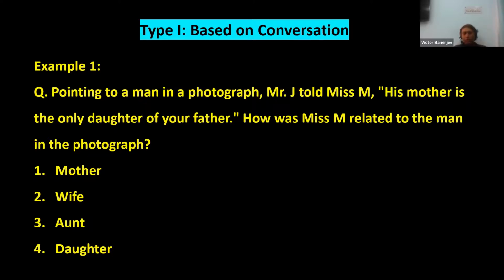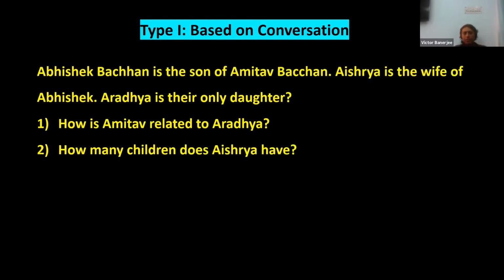But before I go ahead with this question, the basics that we require is, first of all, forget that last question. Now look at this question. Abhishek Bachchan is the son of Amitabh Bachchan. Aishwarya is the wife of Abhishek. Aradhya is their only daughter. Now we have two questions. How is Amitabh related to Aradhya? And how many children does Aishwarya have?